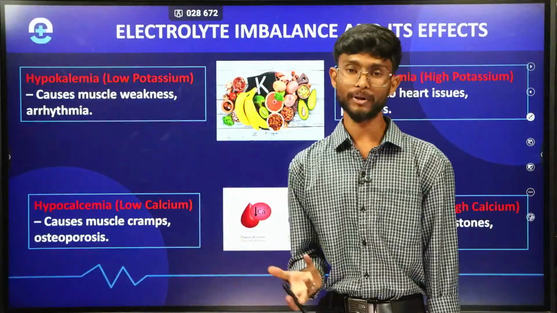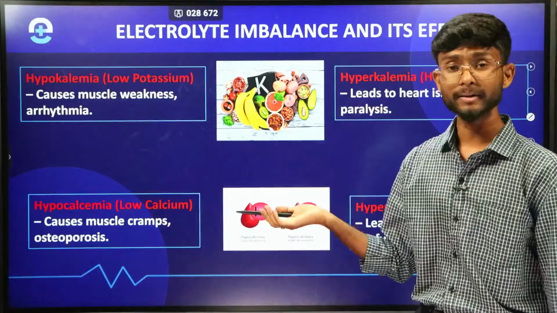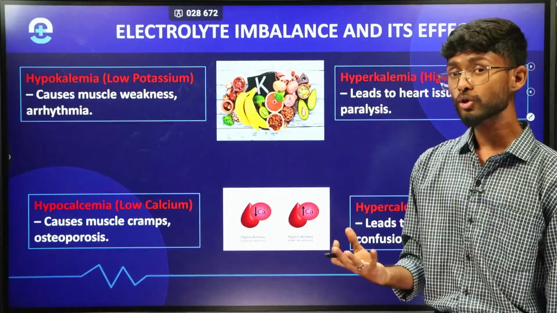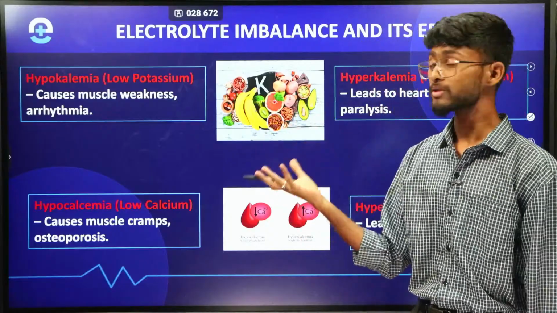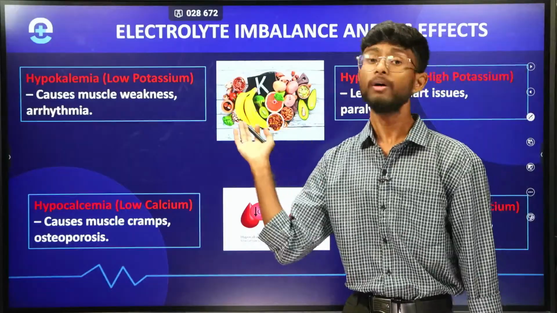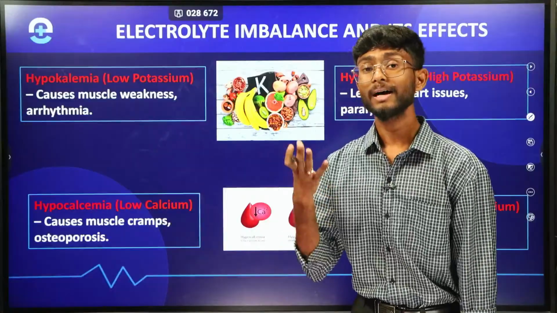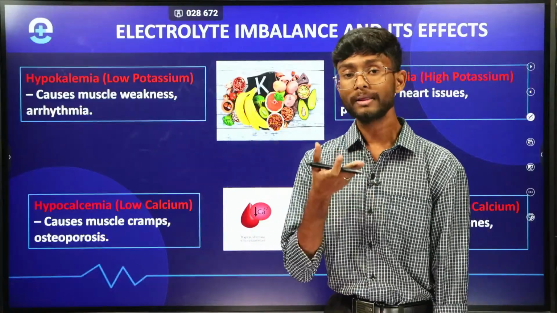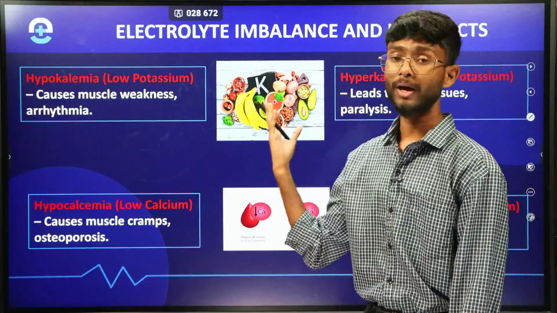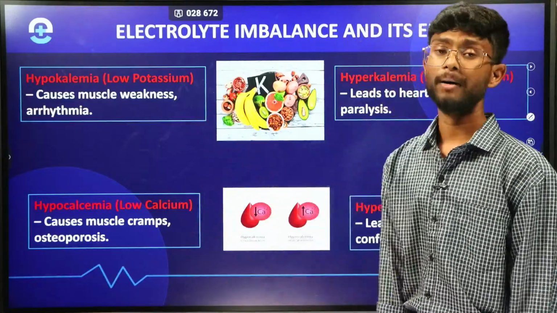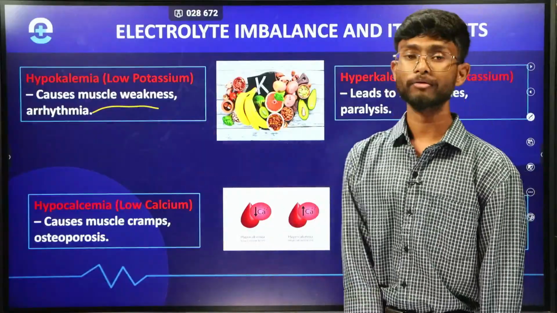Okay, next is hypokalemia. Hypokalemia means low potassium. If an individual is taking in low potassium, where do you get potassium from? In which food sources? It is in banana, watermelon, citrus fruits, cereals, and avocado. Hypo means low, so if you are taking low levels of potassium sources, you can get hypokalemia, which causes muscle weakness and arrhythmia. Okay, this is one example.